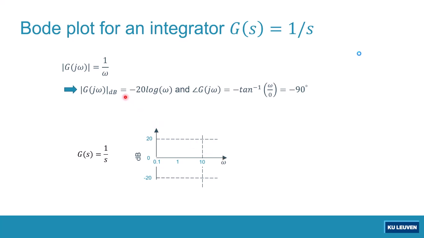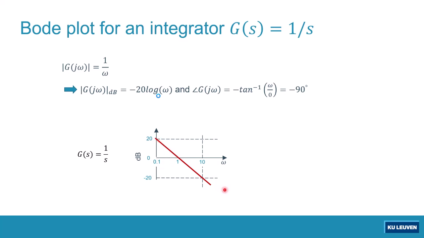So in this case, negative 20 log omega will have a form of a linear function with a gradient of negative 20 dB for 1 decade increment in the frequency. So as you can see here, the slope is negative 20 dB per 1 decade, right? Because it is in logarithmic scale.